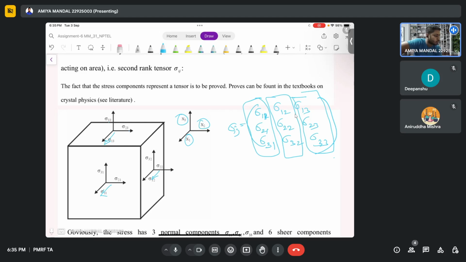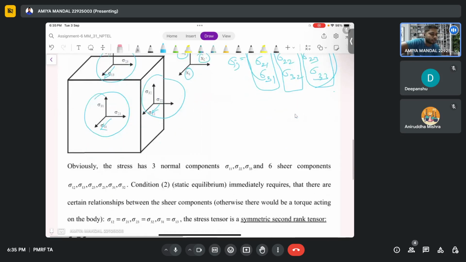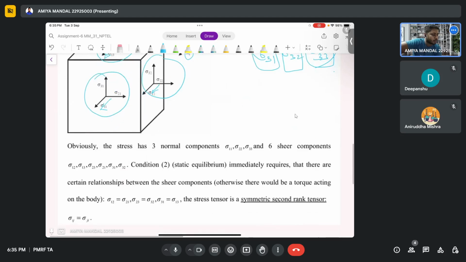Okay. So in each direction, each x1, x2, x3 direction, they are plotted taking these three surfaces, and you can see how they are varying. Here there are a total of 9 components, but 3 are normal components. These are called normal components.